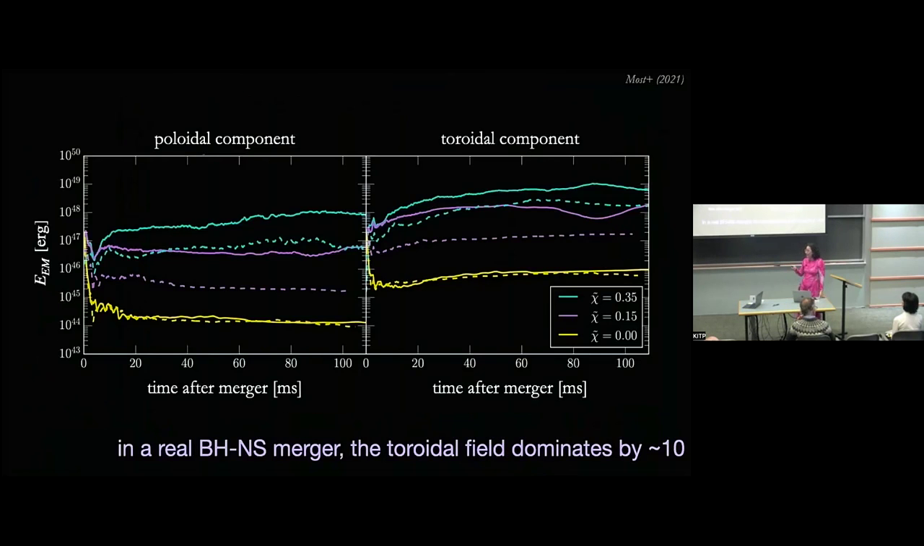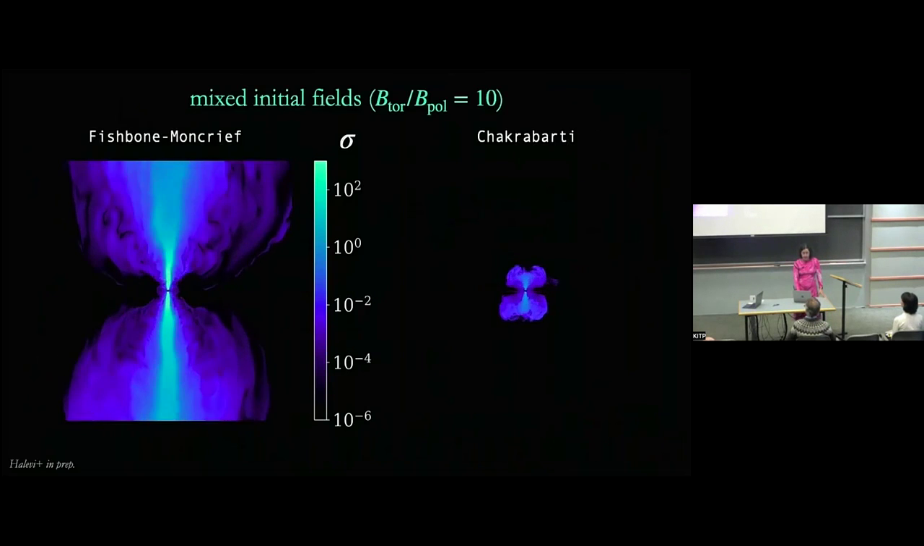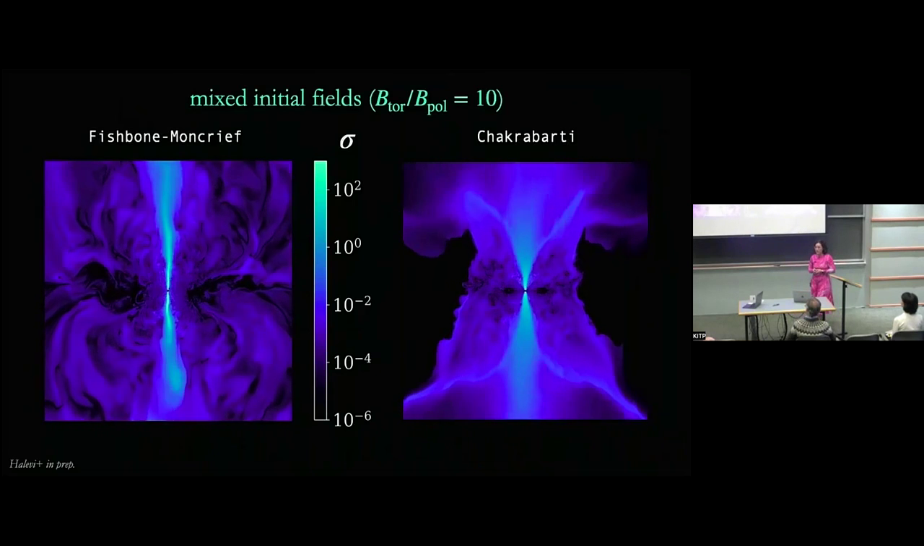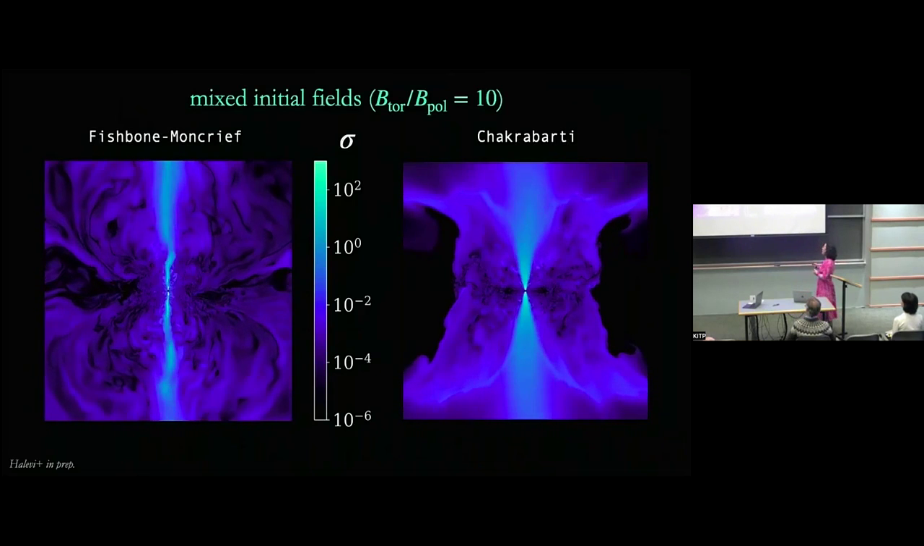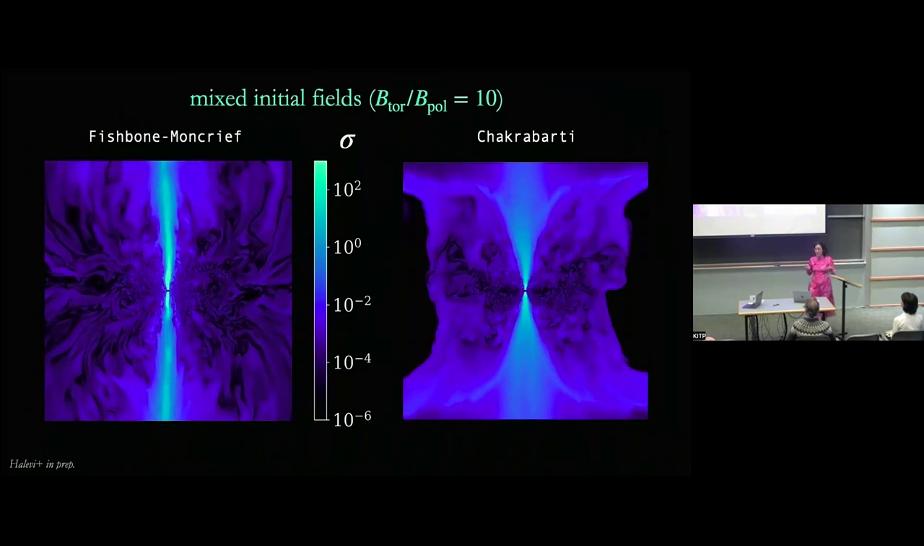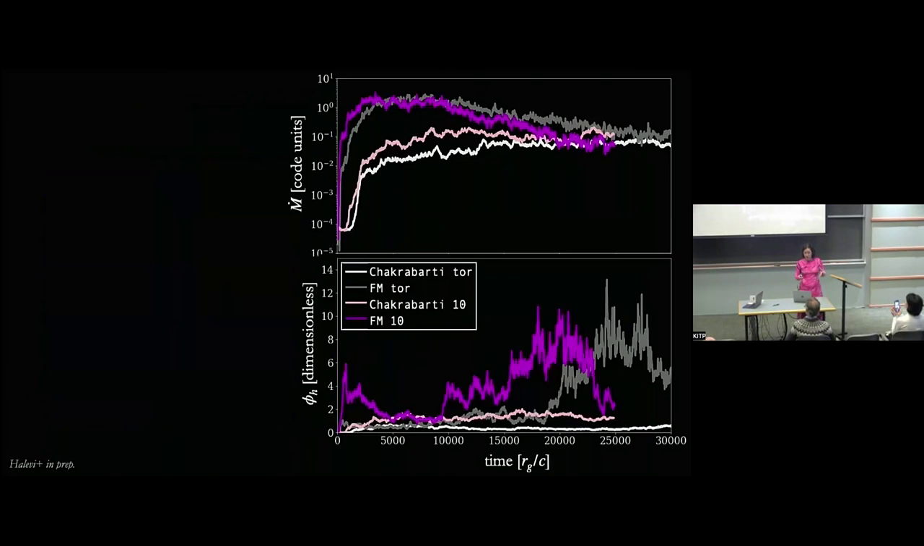In reality, we think that in mergers, you get about a factor of 10 difference between the toroidal component and the poloidal component of the magnetic field. So we're now running simulations. These are actively in progress, where we have a mixed field configuration that is 10 times stronger in the toroidal component. And we see clear differences from the purely toroidal ones, but the overall results remain very similar.